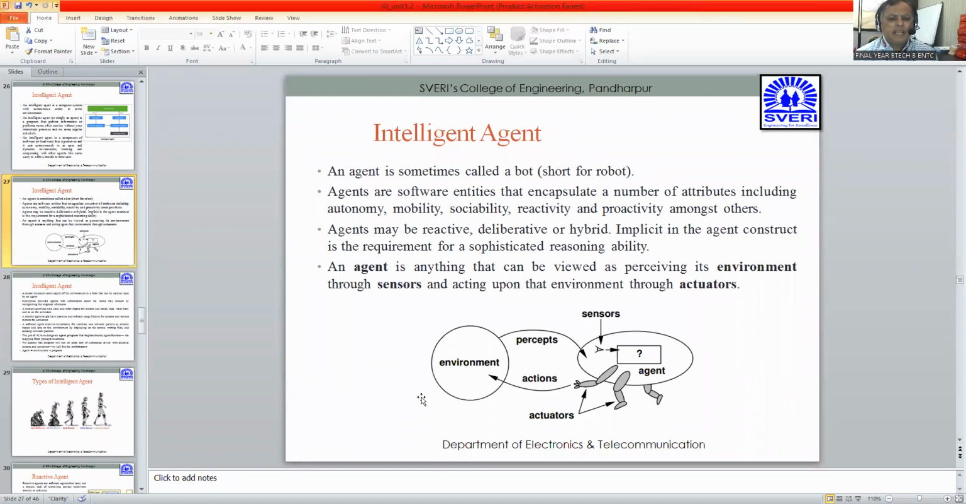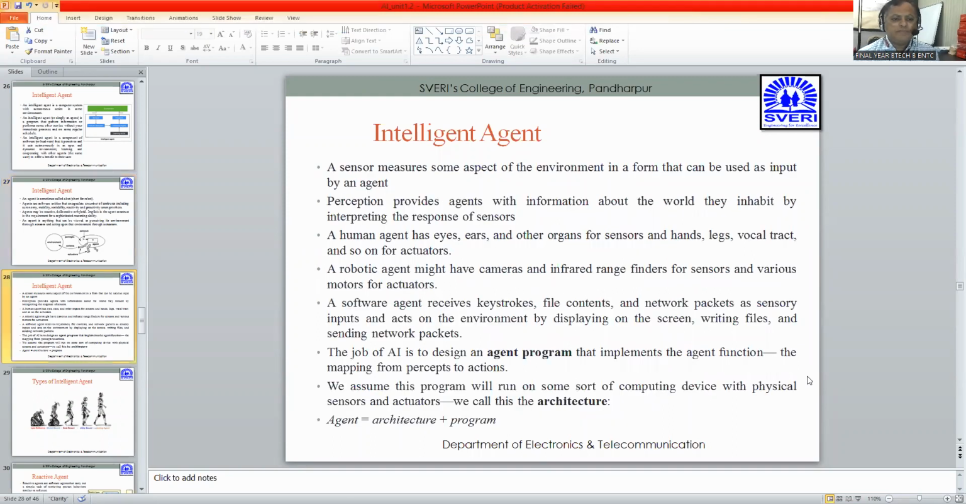An agent is anything that can be viewed as perceiving its environment through sensors and acting upon the environment through actuators. So what we are doing here is that it will perceive the information from the environment as an input. It goes to the agent, where the sensors sense things from the environment, and then the agent does an action on this environment with the help of actuators.